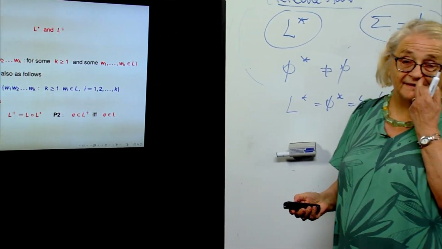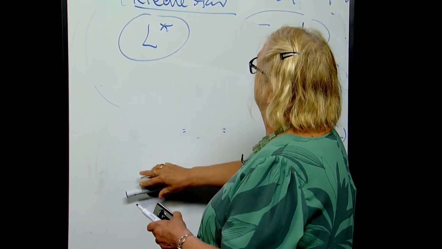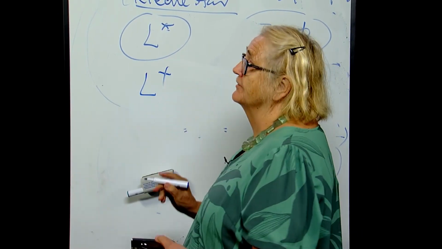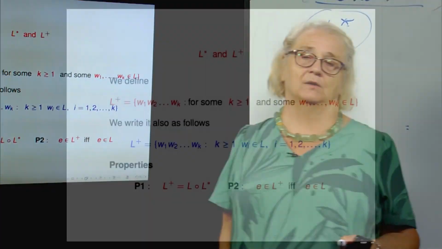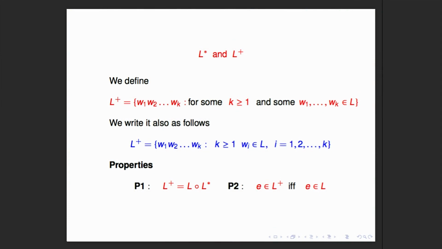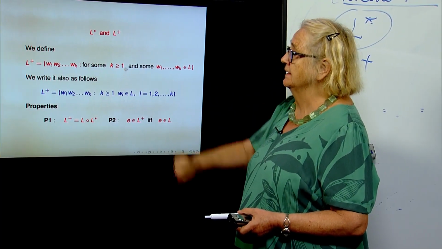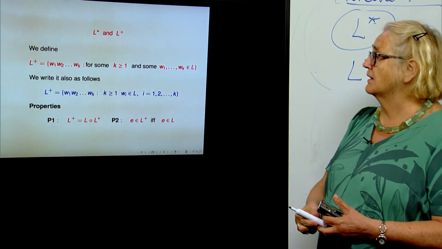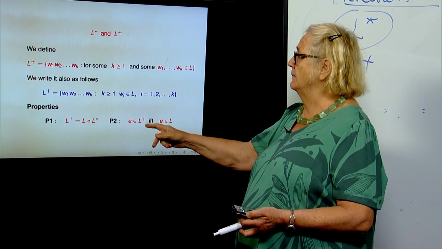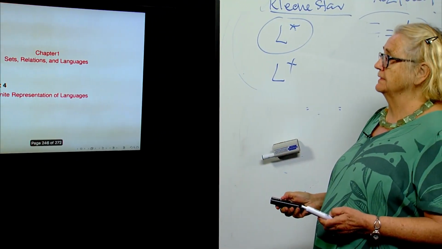And now we define another operation on languages. We defined L star and we define L plus. It is like L star, but k is greater than or equal to 1. So L plus is the set of words that are in L to the k, whereas in L star, k could be 0. And you have different properties. L plus is L concatenated with L star. And epsilon belongs to L plus if and only if epsilon belongs to L, and we prove different properties.